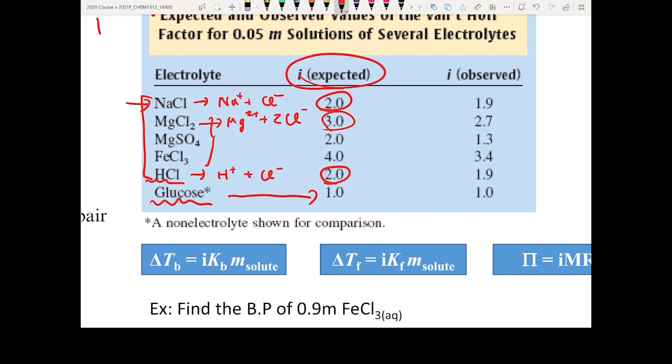But the key thing is, can you recognize the acid, base, and salt? If you can, that's the first step, right? You know it's actually an electrolyte, so the Van Hoff factor cannot be 1. Then what is the Van Hoff factor? Then you can write out the dissociation equations, so you will know how many charged species will be generated.